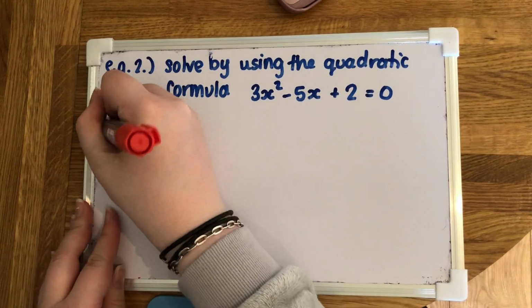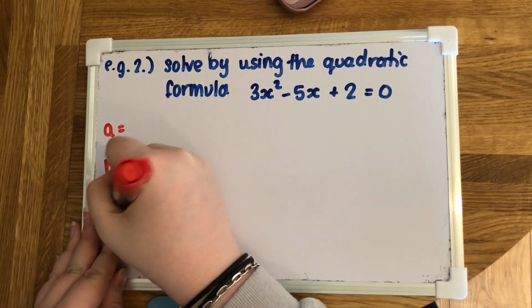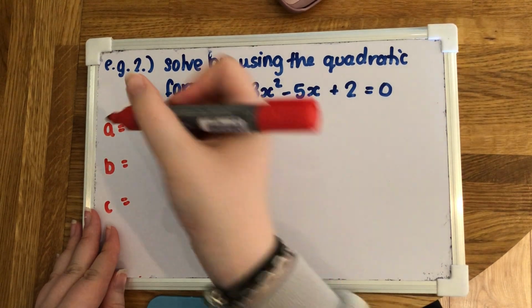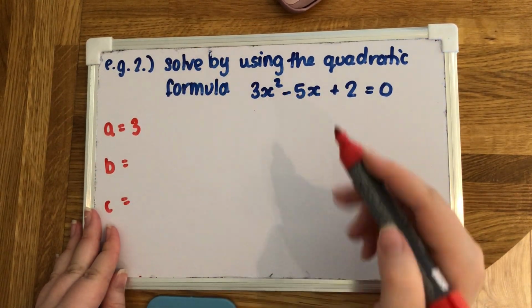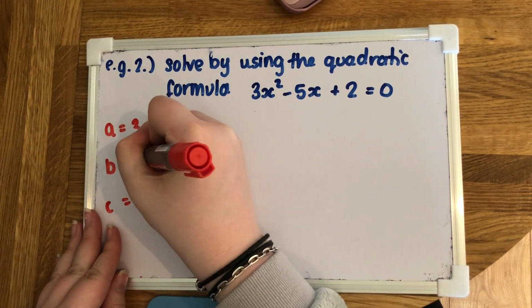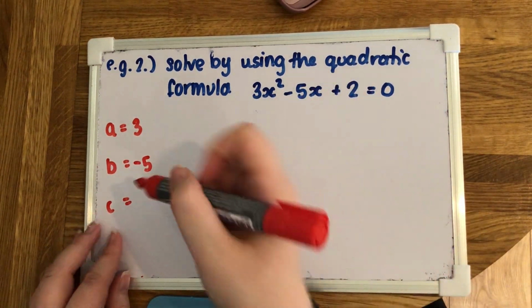So again, the first thing is we need to know what A, B and C are. So A is the number in front of the x squared, which is 3. B is the number in front of the x, so that includes the negative sign as well, so it'd be negative 5. And C is the number on its own, so that would be 2.